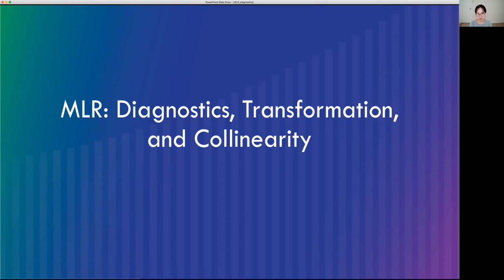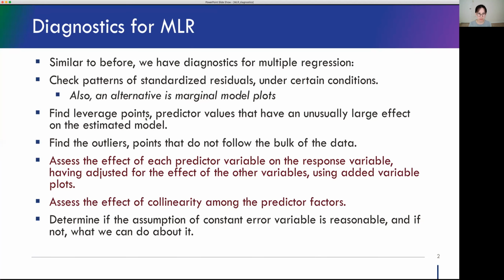Yeah, I remember several of them asking about multicollinearity and also variable selection, etc. It's all related to multiple linear regression. Yeah, so let's get into the material for this week.